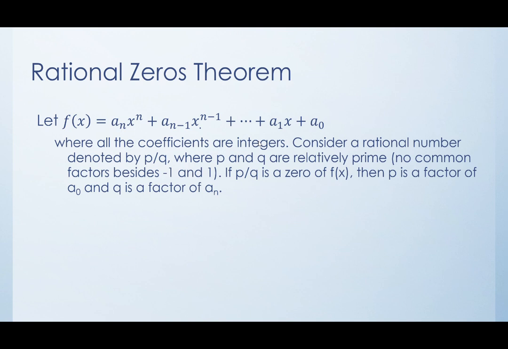Okay, but what if we can't graph our function? What do we do? Do we just guess random numbers? Not so much, because that's a lot of guessing, a lot of numbers to pick. So we're going to use what's called the rational zeros theorem.